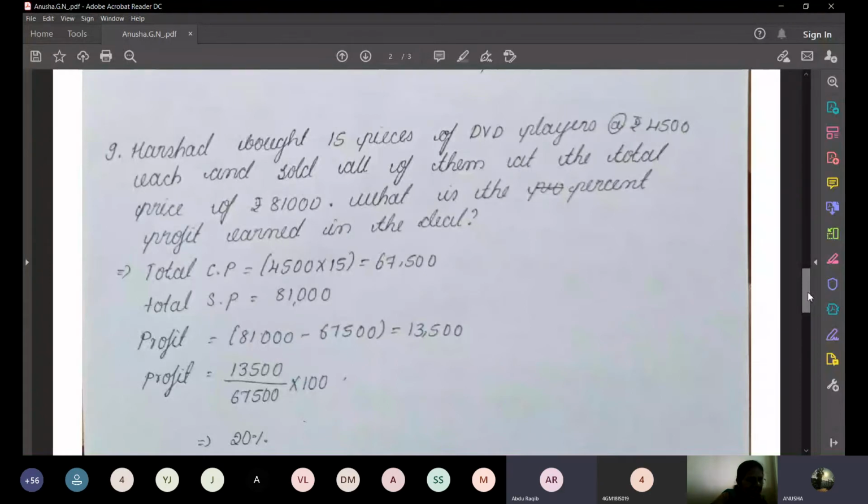If it is asked in percentage, what does the question say? What is the percentage profit earned by the deal? The profit should not be stated in amount, it should be stated in percentage. So according to that, we need to divide the profit by the original price and multiply by 100 to make a percentage. So it gives 20 percent profit. So you have to give the profit in percentage.